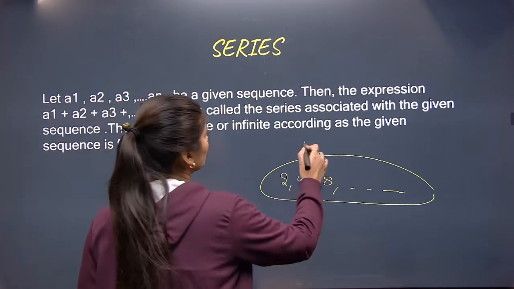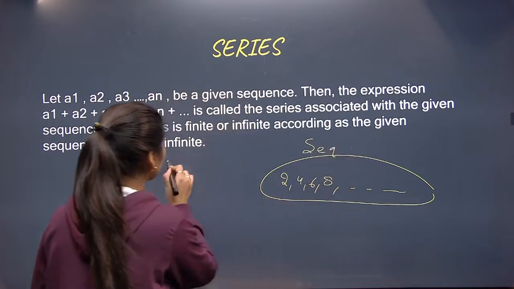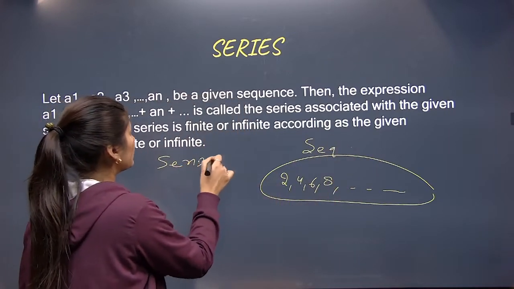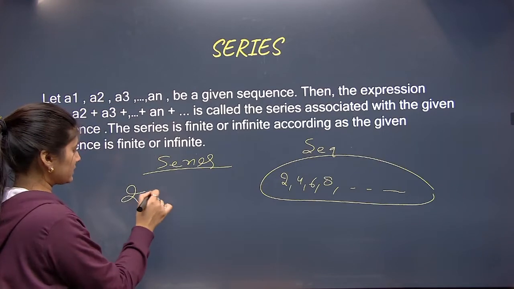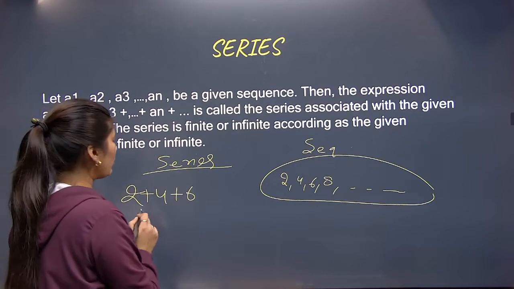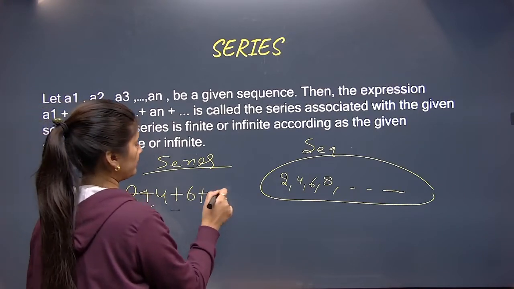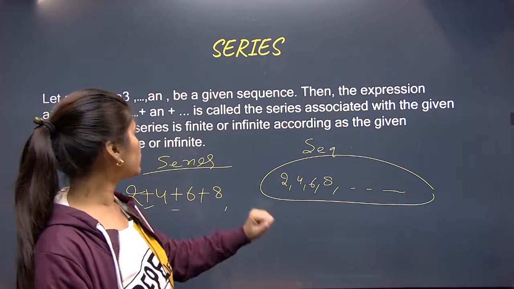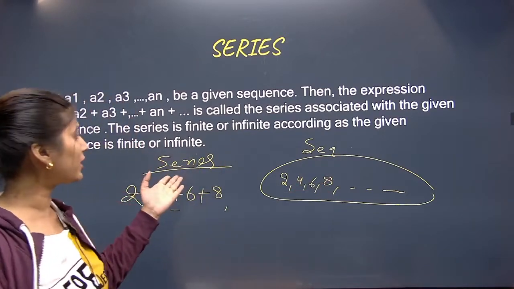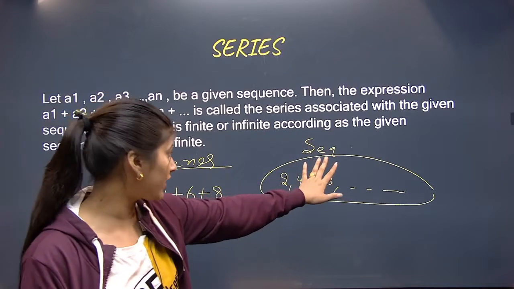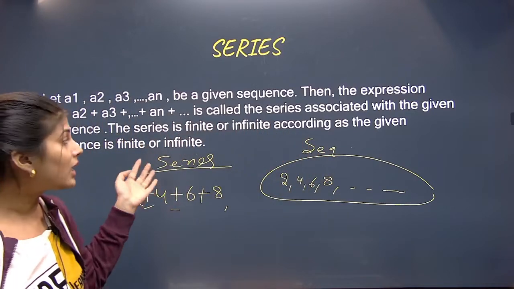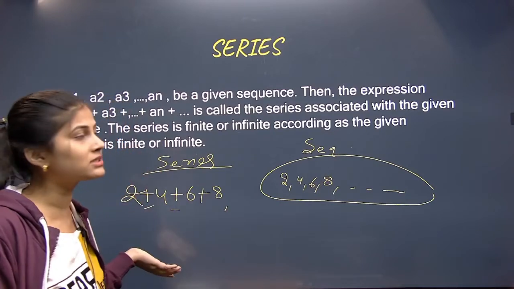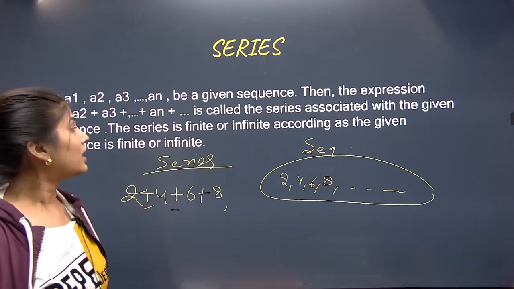Now if it is a sequence and you want to write a series for this sequence, then what you will do, you will write just like this. You will put a plus sign in place of commas. Okay, got it. So this is the sequence and this is the corresponding series. If the sequence is infinite, then the series is also infinite. If the sequence is finite, then the series is also finite.